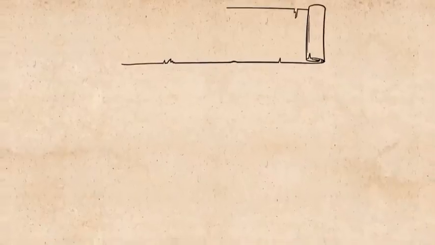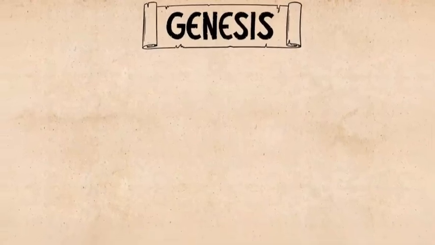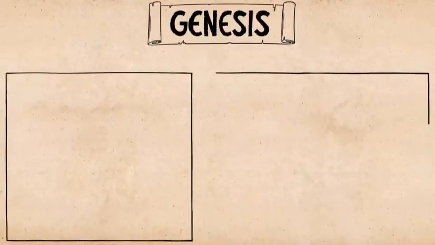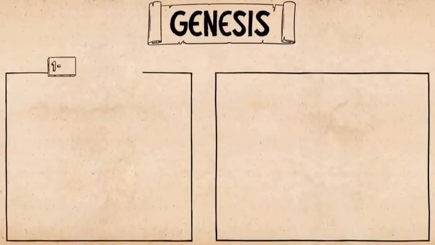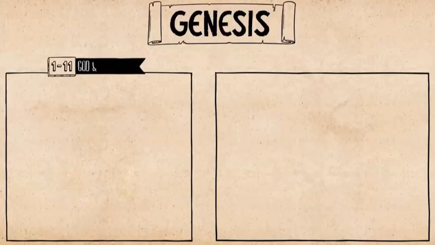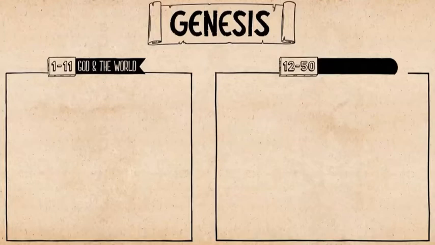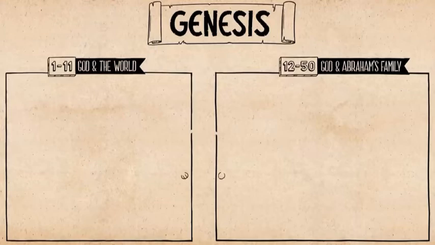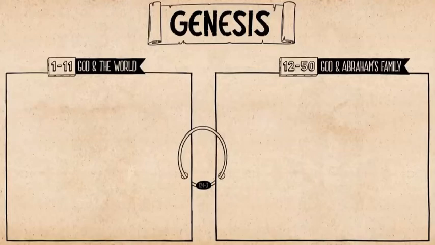The book of Genesis is the first book of the Bible, and its storyline divides into two main parts. There's chapters 1 through 11, which tell the story of God and the whole world. And then there's chapters 12 through 50, which zoom in and tell the story of God and just one man, Abraham, and then his family. And these two parts are connected by a hinge story at the beginning of chapter 12. And this design gives us a clue to how to understand the message of the book as a whole and how it introduces the story of the whole Bible.